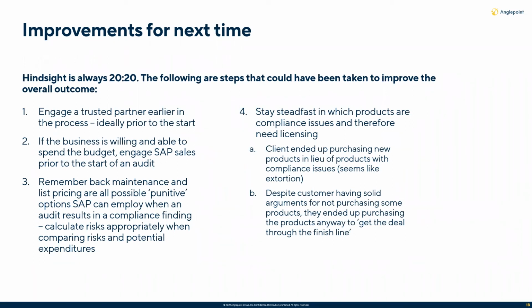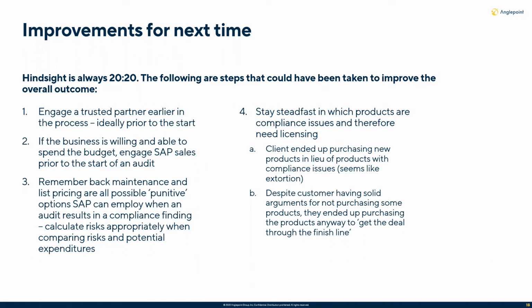Stay steadfast in which products are compliance issues and therefore need licensing. A lot of times customers end up purchasing stuff that doesn't have anything to do with the compliance issue. It's almost like some sort of inappropriate extortion, right? Like, hey, we found all this audit stuff, buy this other product and then we'll make this go away, sort of thing. Which is just not right.